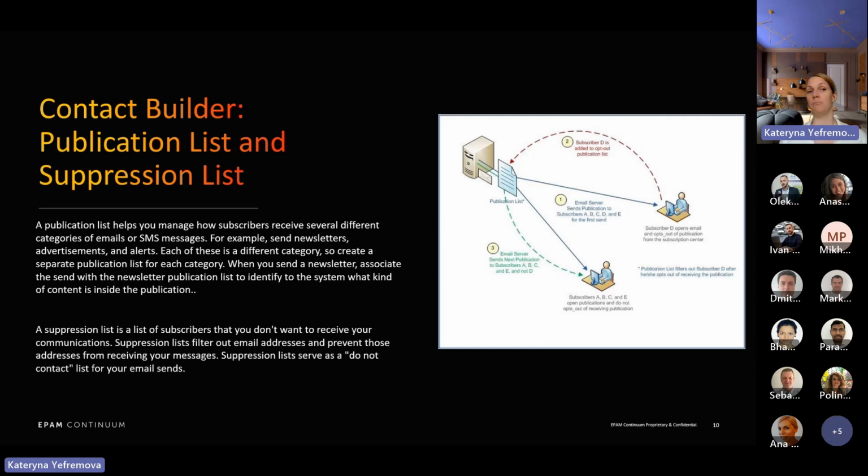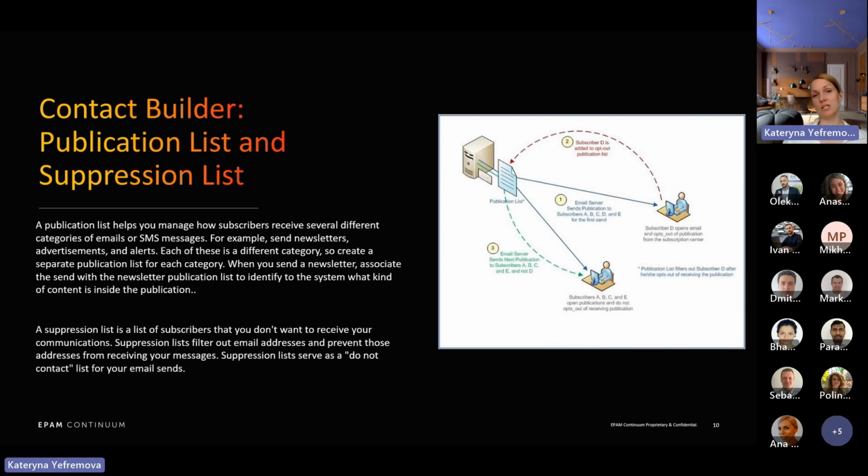And why is it important to create different publication lists for different purposes? For sure we can create just one, but when a person gets the first communication and dislikes it, because they don't want to get communication on SMS or email, or it was too long, or it was at an inappropriate time, or any other reason.